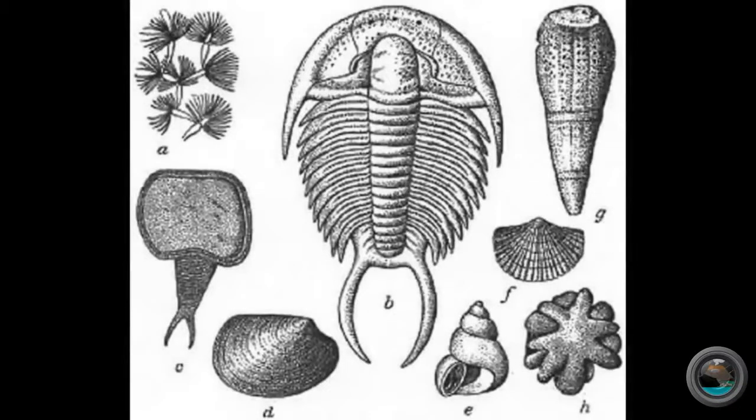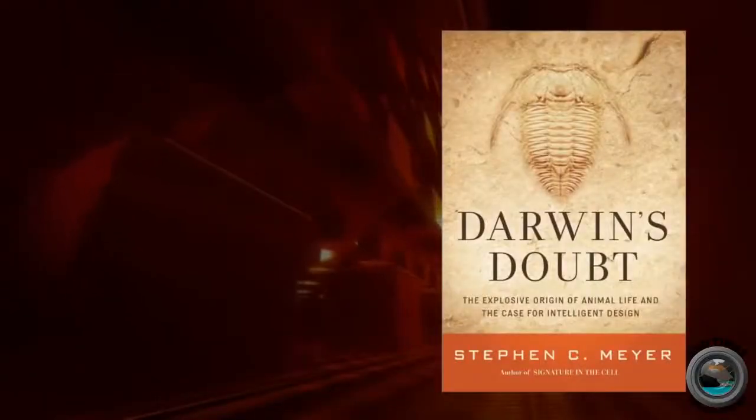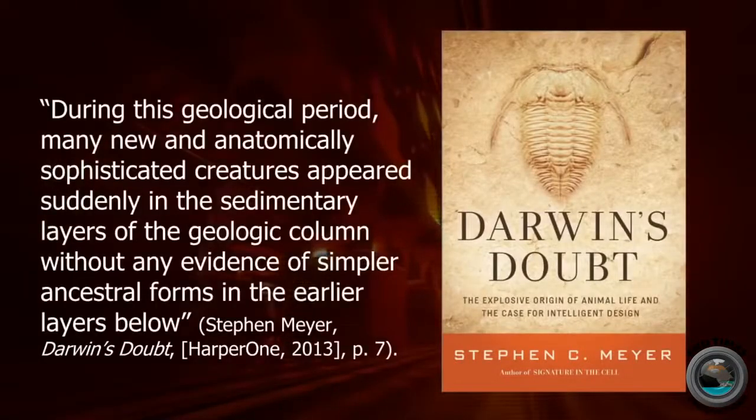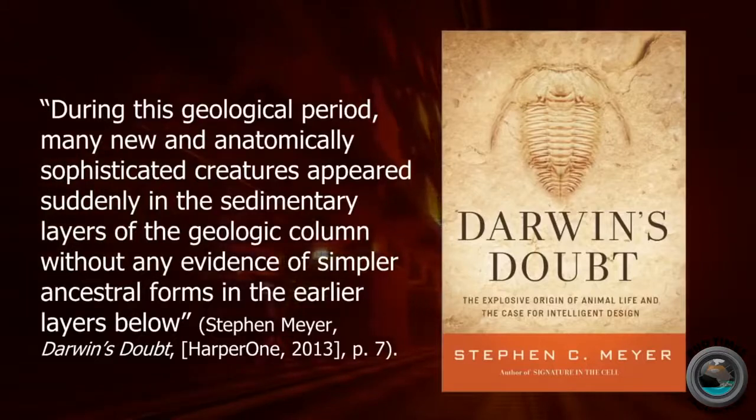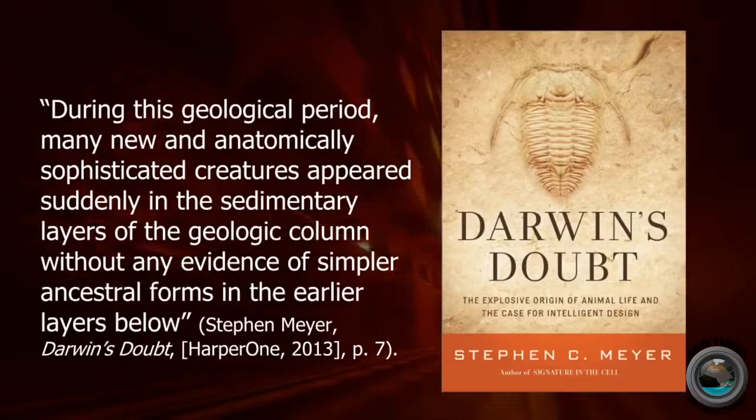The Cambrian explosion is a very strong refutation of macroevolution as well. The Cambrian refers to an early period of geologic history. Scientist Stephen Meyer notes, during this geological period, many new and anatomically sophisticated creatures appear suddenly in the sedimentary layers of the geologic column, without any evidence of simpler ancestral forms in the earlier layers below.